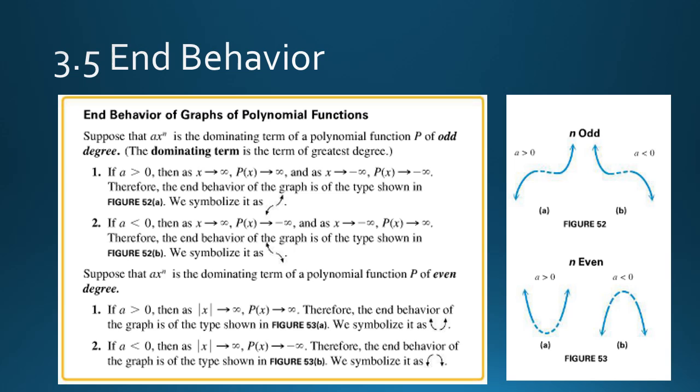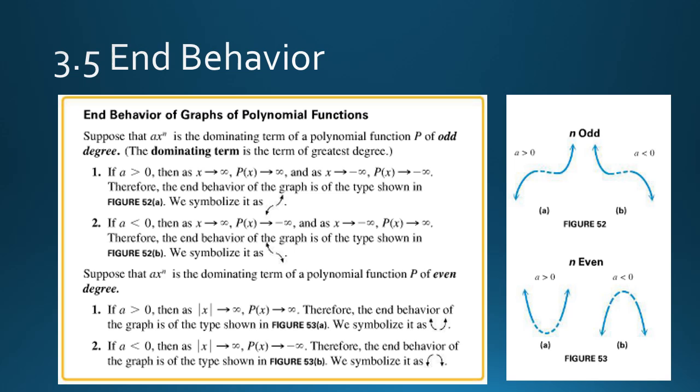When the highest power is even, as the absolute value of x approaches infinity, as the absolute value of x gets bigger and bigger and bigger, then the y values are going to get bigger and bigger and bigger. And this is when a is positive. So the end behavior, both ends go towards infinity, and we use the little up arrows for that. When a is negative, as x gets bigger and bigger in either direction, y gets smaller and smaller, more negative. So the end behavior, we have it going down in both directions.